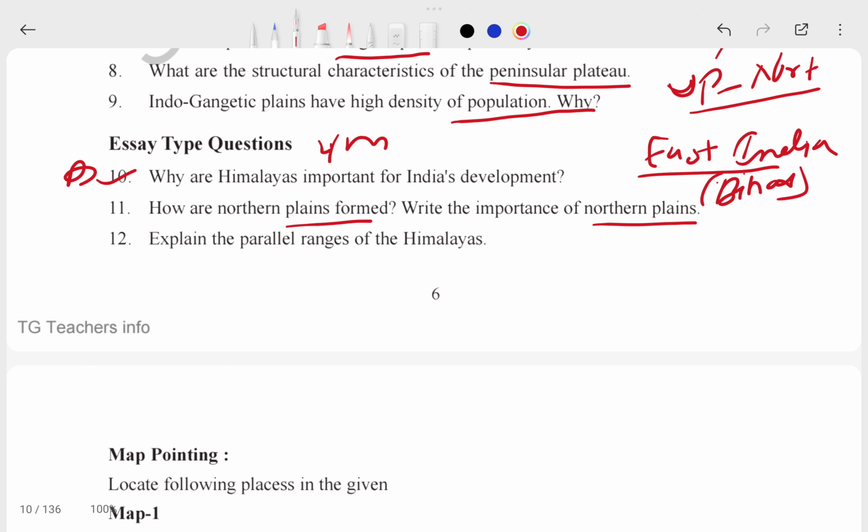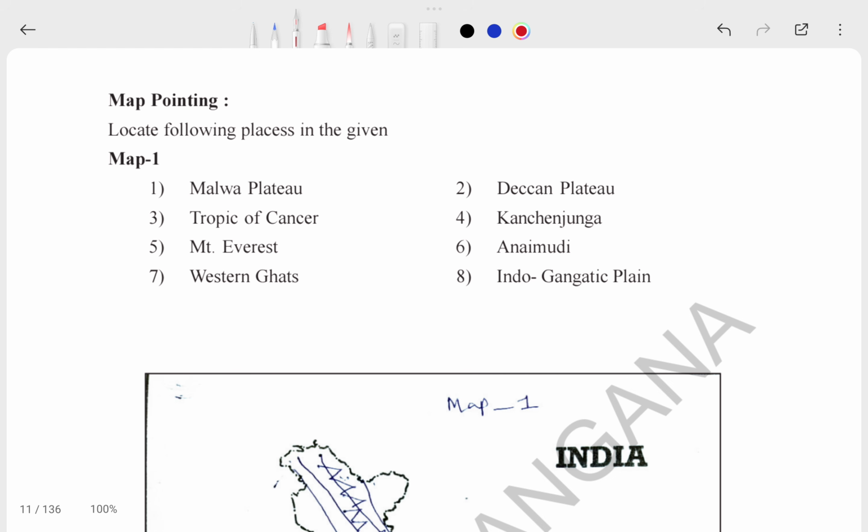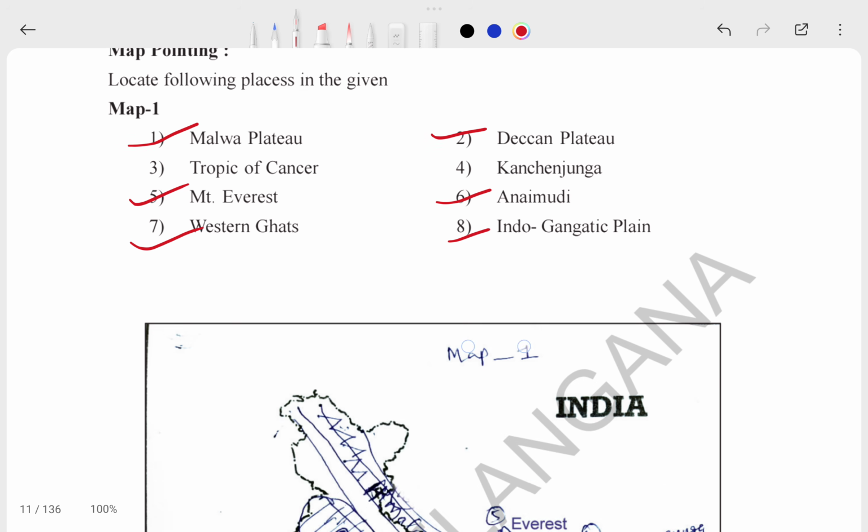Okay, now is it clear? Now let's talk about the map. This is map pointing. Locate the following places on the given map. Actually a map is given, with the Malwa Plateau and Deccan Plateau in the south. Hyderabad is on the Deccan Plateau. Then the Tropic of Cancer, Kanchenjunga, Mount Everest, the Indo-Gangetic Plains, Western Ghats, Anamudi. Something like that is given.